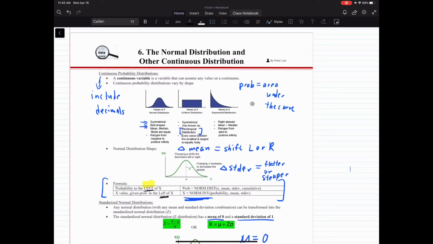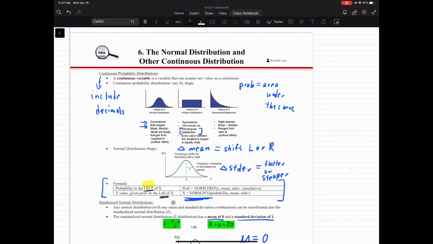The concept that you need to know is that when we're looking for probability, probability is basically the area under the curve. And when we're looking at the normal distribution shape, when we shift the mean, the mu, it shifts the curve to the left or the right. When we're changing the standard deviation, we're increasing or decreasing the spread of the curve, making it flatter or making it steeper. So that's the difference between changing the mean and changing the standard deviation. Changing the mean will shift the curve, while changing the standard deviation will change the shape of the distribution.